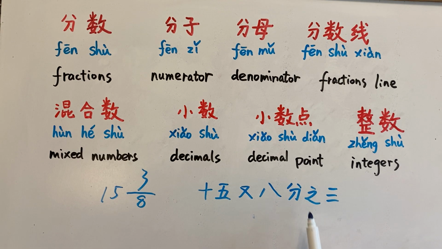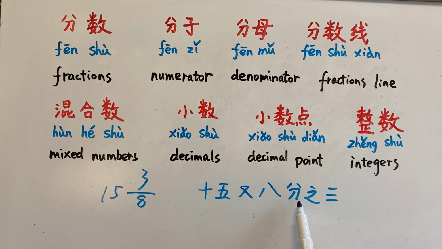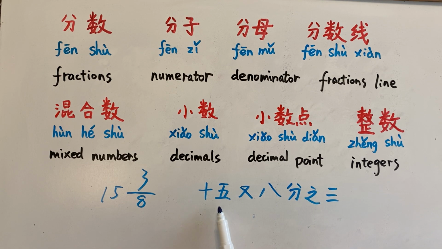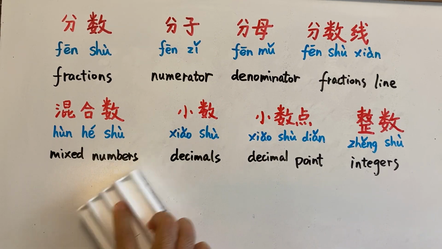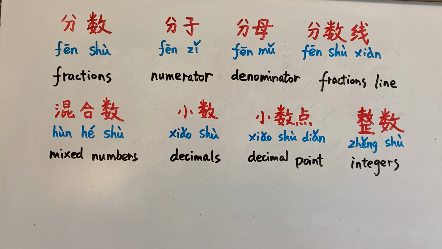8分之3. So 分 is to divide the whole into 8 parts. The fraction takes part 3. So this one is 15又8分之3. This is a mixed number. Alright, I hope you have learned how to say fractions and mixed numbers.